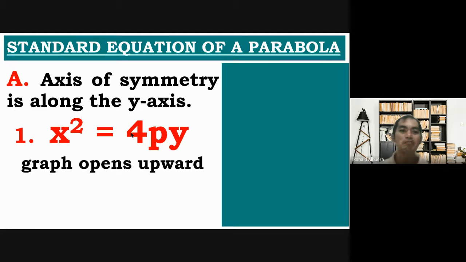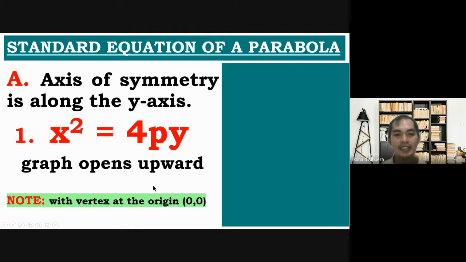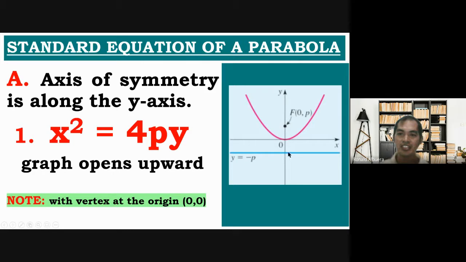Okay? Bakit ito opens upward? Opens upward ito if P is positive, meaning the sign of 4P is positive. Pero pag negative yan, opens downward. Remember, ang tinitake up natin ay vertex at the origin. Ito yung illustration. So this is the graph. This is the axis of symmetry on the y-axis. The vertex is always at the origin.